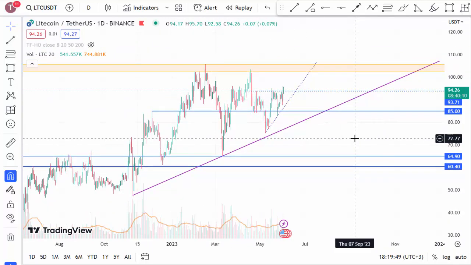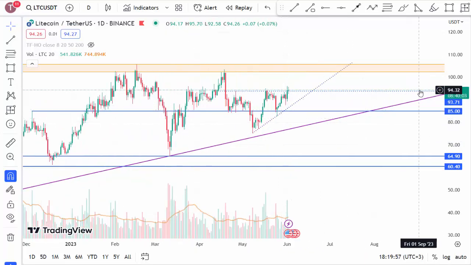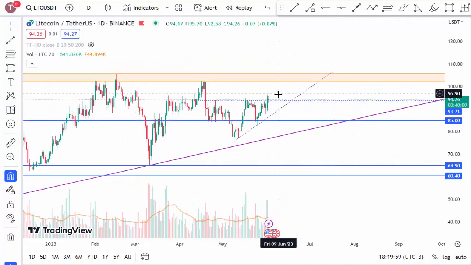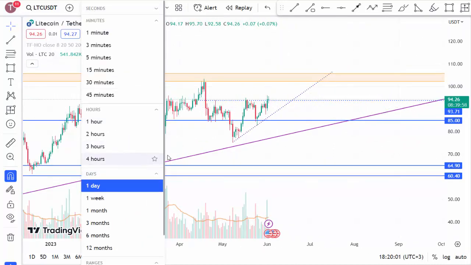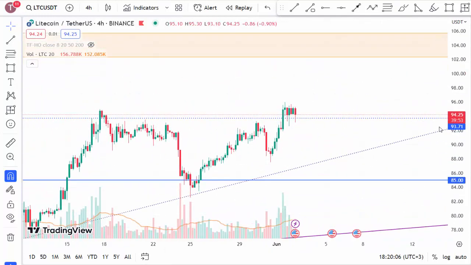If we look at the chart right now, we can see that Litecoin is already in an uptrend. There is also a short-term uptrend within the larger trend, which we will see on the 4-hour time frame. Currently, the price is trying to break upwards around the 93.71 level.